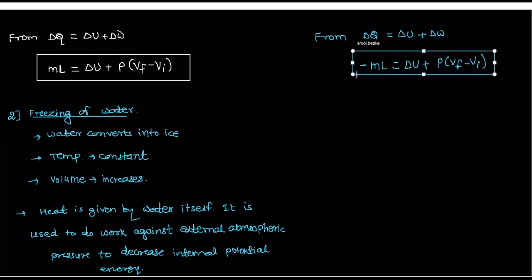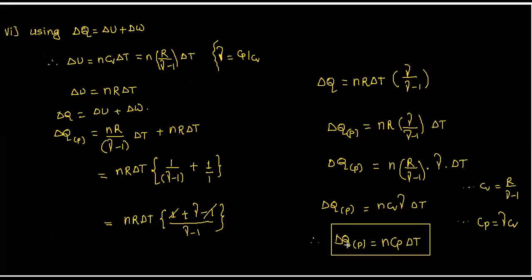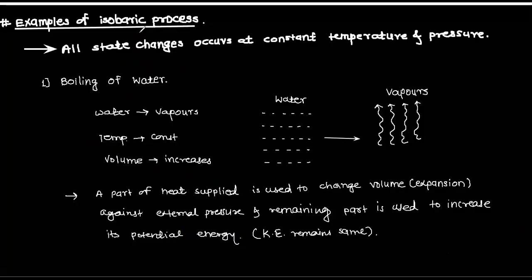Understand? So these are the two examples we have learned in this isobaric process. Try to understand and revise this, it is very simple. Delta U is nCvdT, that is nR over gamma minus 1 into delta T. Delta Q is nCpdT, how I derived this. And then examples of isobaric process: boiling of water.